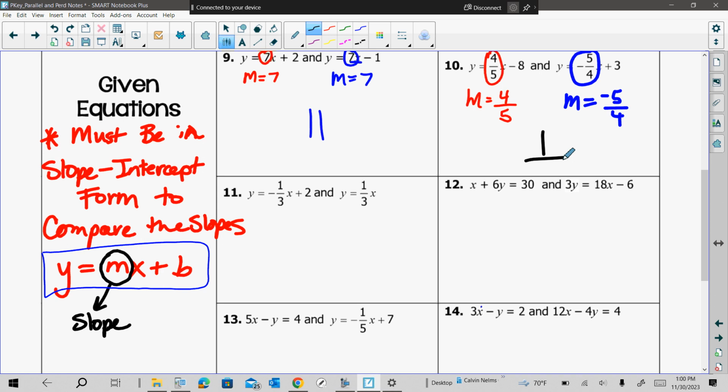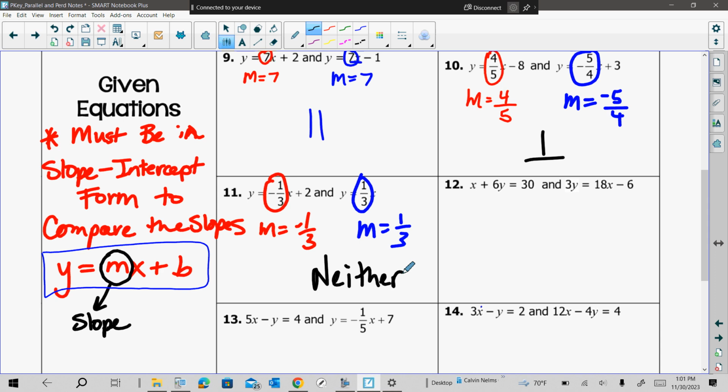Okay. Now, what about 11? Try to determine the relationship. Neither. This one is negative 1/3, but here this is positive. It's the opposite sign also, but it's not a reciprocal. It doesn't flip. It has to do two things.